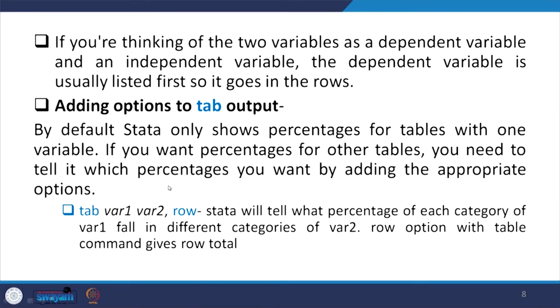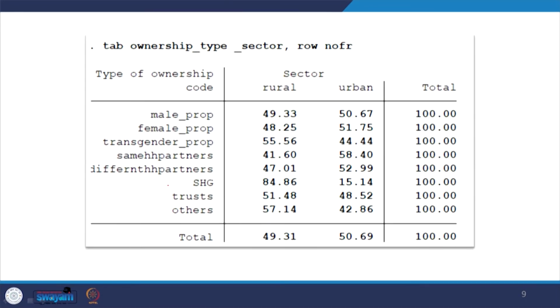I am going to clarify further. Now, by default Stata only shows percentages of tables with one variable, as I already told you. So, we already operated row-wise percentages. So, Stata will tell what percentage of each category of variable 1 fall in different categories of variable 2. So, the row option with the table command gives row total, we have already discussed.